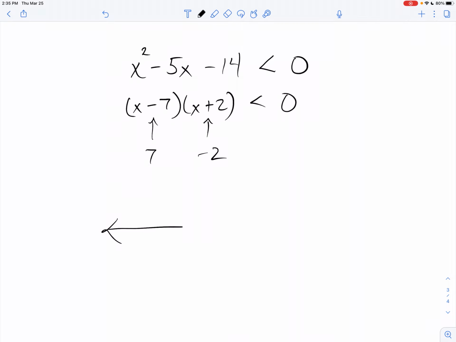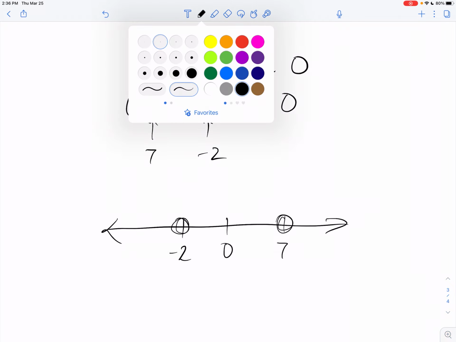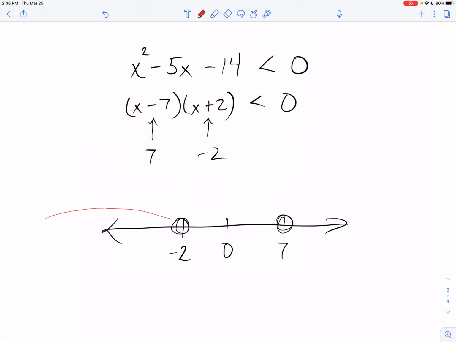I'm going to draw a number line. There's a 0 on my number line. -2 lives over here. Open circle, because there's no potential to be equal to it, so it's open circle. And then over here is 7, open circle. Once again, what do we find? Well, we find this with every quadratic inequality. You're going to get 3 regions here. And we got 1, we got 2, we got 3 regions.